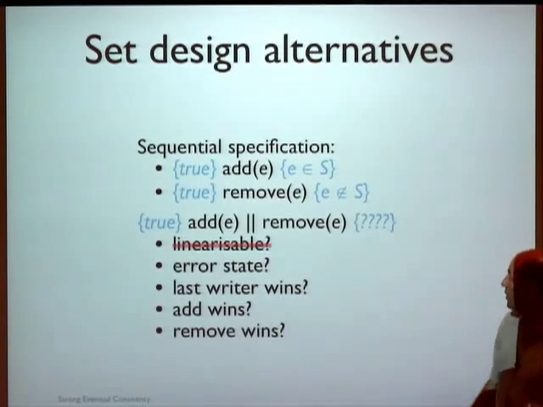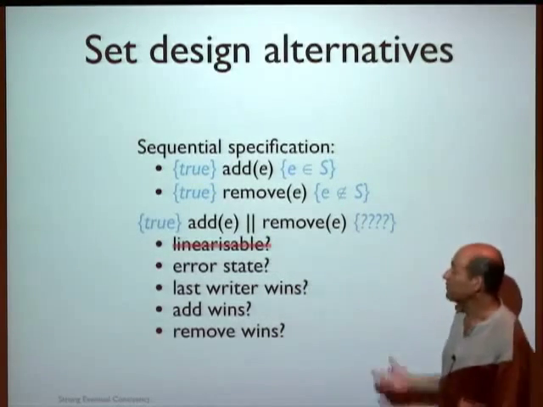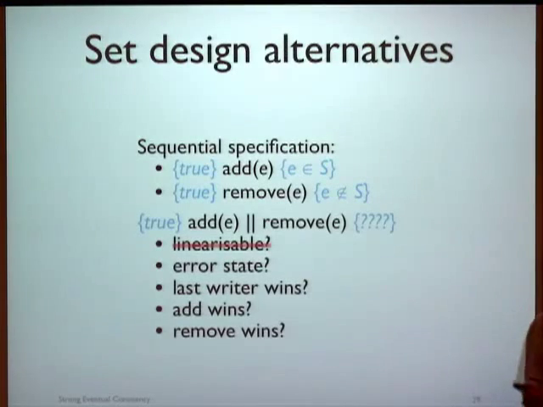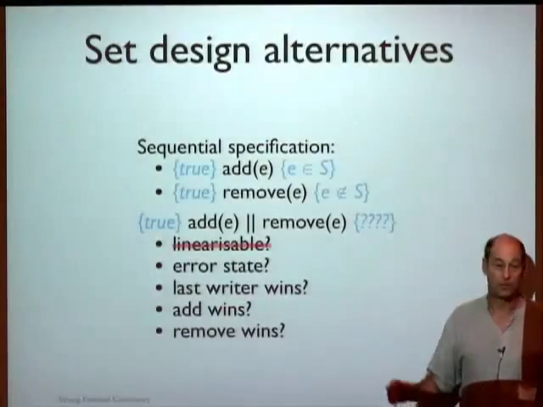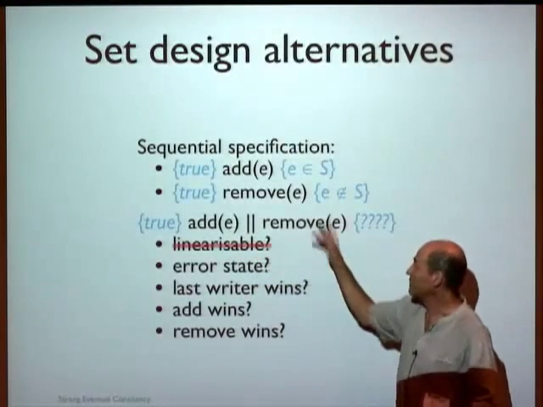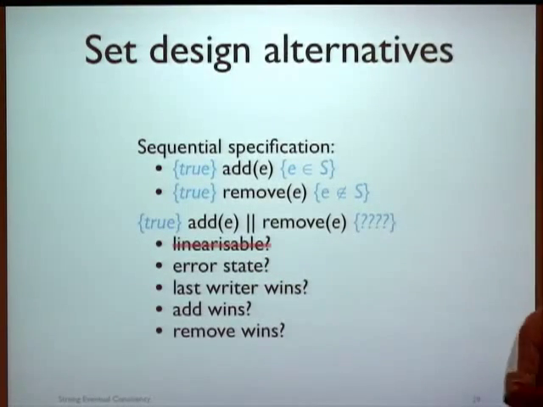So you could say, well, I will mark this as an error state and just let the user decide eventually. That is a perfectly valid answer, that will give you SEC, right? Or you can say last writer wins. I will put a timestamp on this, and one of these will win, but everybody will make the same one win.